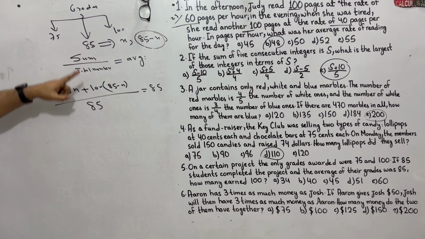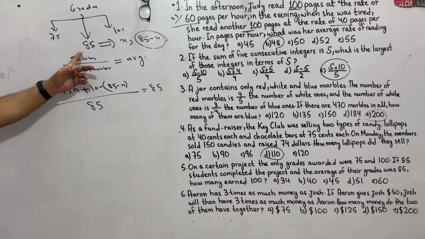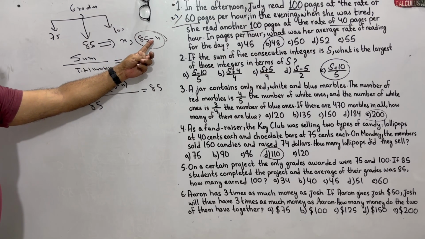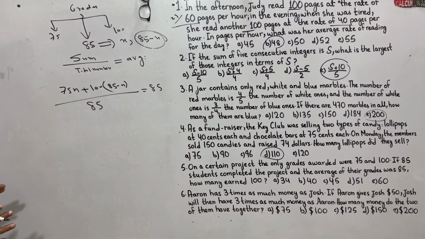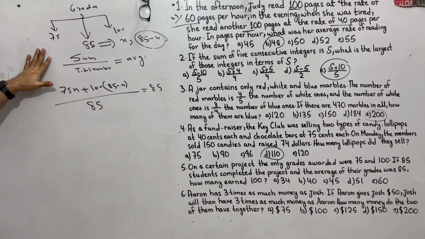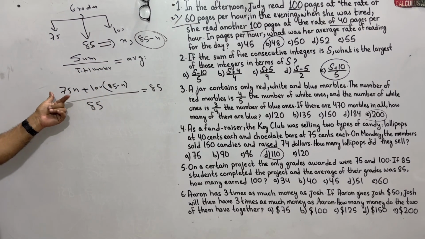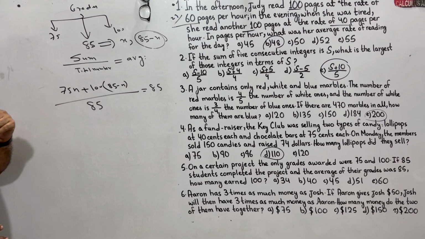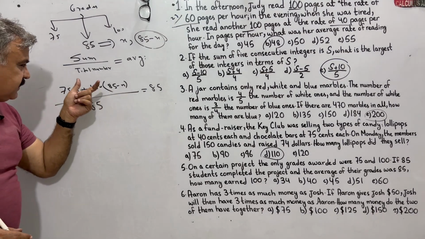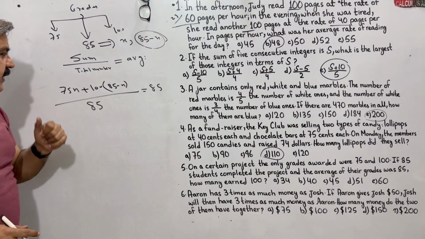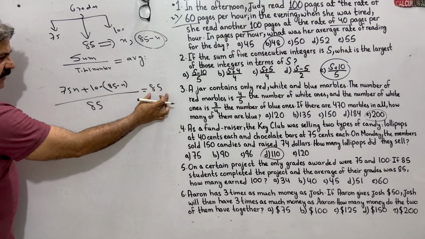Total number of students: 85. How to split this? X and 85 minus X, because we have only two grades, 75 and 100. Suppose X is the number of students who obtained 75, and 85 minus X is the number of students who secured 100, and their average is given to us as 85.